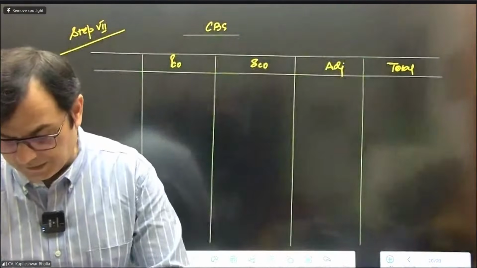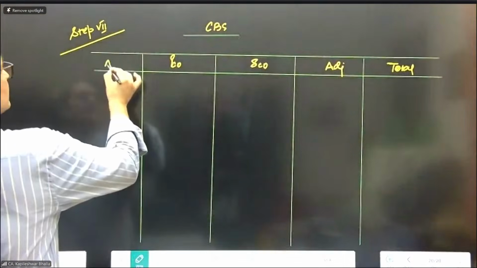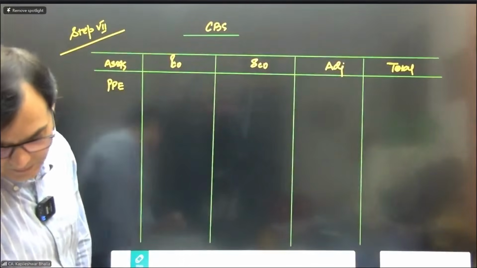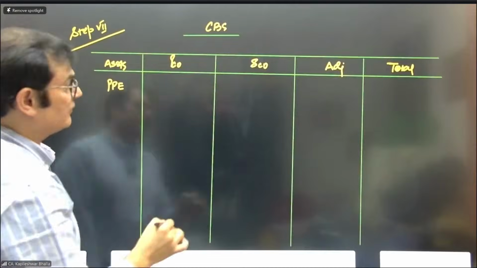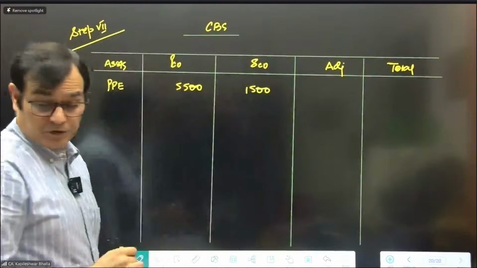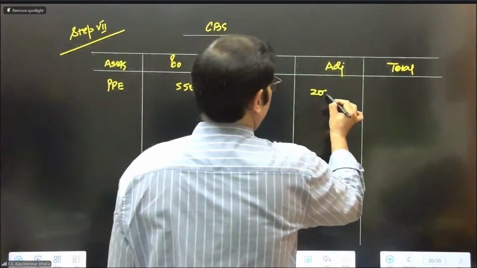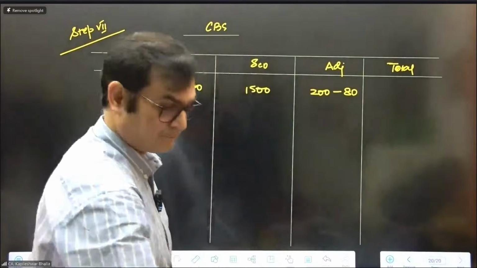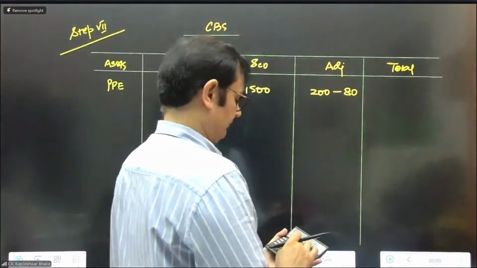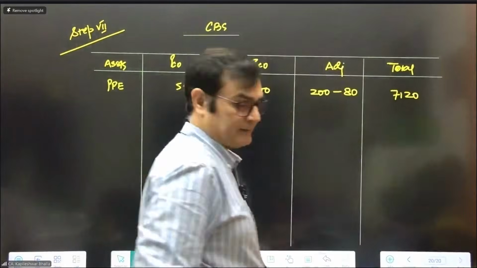Okay, so now let's begin with the asset side of the balance sheet. We'll pick information one by one. On the asset side, there is PPE. In the PPE, we've got 5,500 and 1,500. There was a fair value change, that was, I guess, 200. The depreciation was 80. So 7,200 minus 80, 7,120. That's PPE.